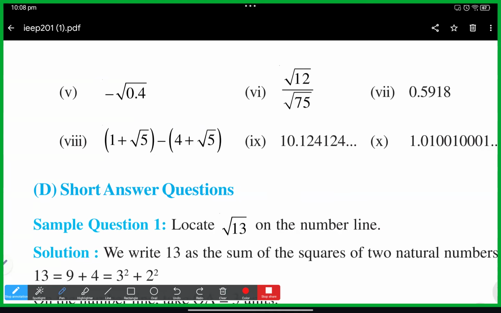Then 10.124124. This is actually a non-terminating decimal, Pranali, but it has a recurring part. 10.124, non-terminating recurring. Okay, so because of that reason, this type, non-terminating recurring decimal, will come under rational.